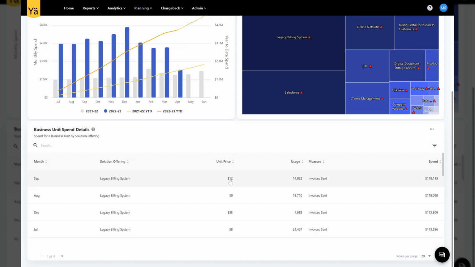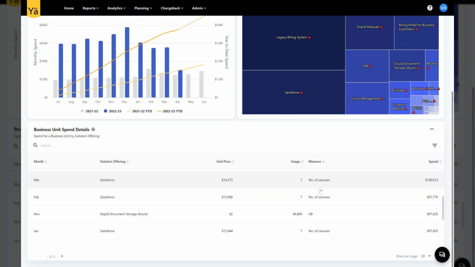So I got the unit price here, and I can see the usage, the unit price, and that was the spend. So the legacy billing system is invoiced out based on invoices sent. So that's how we calculate the cost. But it could be anything else. Like we could have number of licenses that we're looking at for our Salesforce, gigabytes consumed for our digital document storage that we're running on Azure. And we can see that per gigabyte we're paying $2 here. And we have consumed 46,000.